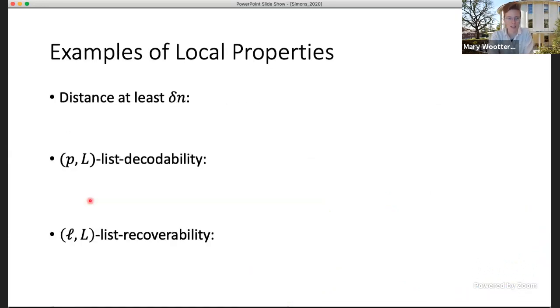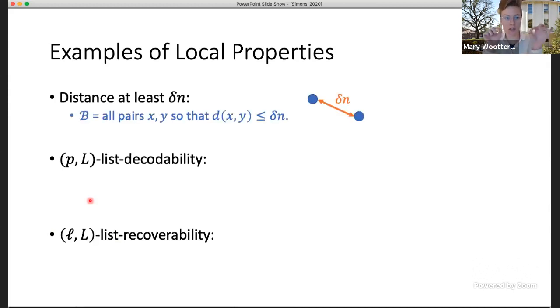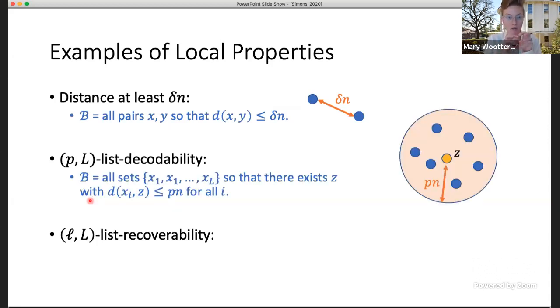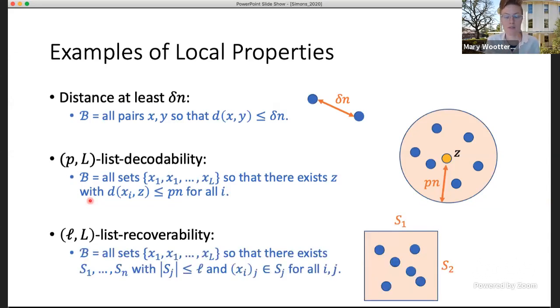That might seem like a funny definition, but actually we've already seen 3 examples of it. All 3 of my earlier examples are local properties. So distance at least delta n is defined by the exclusion of pairs of points that are too close to each other. List decodability is defined by the exclusion of, I guess, L tuples of points that all live in a Hamming ball. And list recoverability is defined by the exclusion, again, of L tuples of points that all live in some combinatorial rectangle. I'd like to argue this is a pretty natural notion, and it covers all of the coding theoretic motivation that I mentioned earlier.